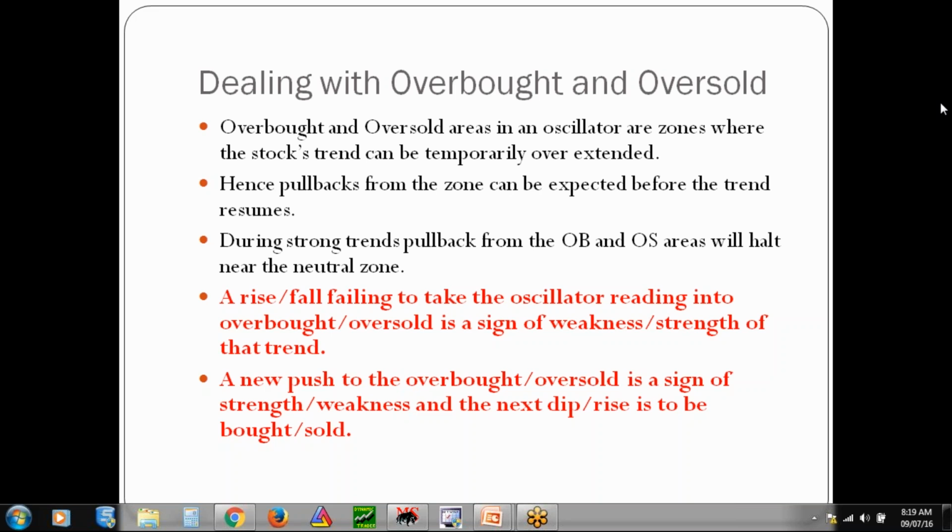Now this is a good concept, I have marked it in red. A rise or a fall failing to take the oscillator reading into the overbought or oversold zone is a sign of weakness in the trend. That means when the price rises, it should take the oscillator into the overbought zone, and if it fails to do so, this is a sign of weakness for the trend.